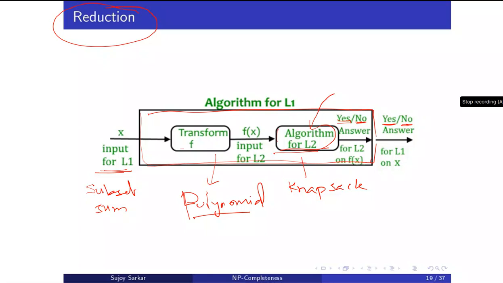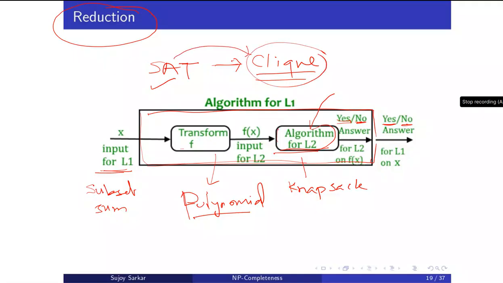We'll look at one more example of this, where we take a proven problem like SAT, which is proved to be difficult or hard, and a new problem like finding a clique, and we'll prove that we can reduce SAT into clique, so clique is also difficult.